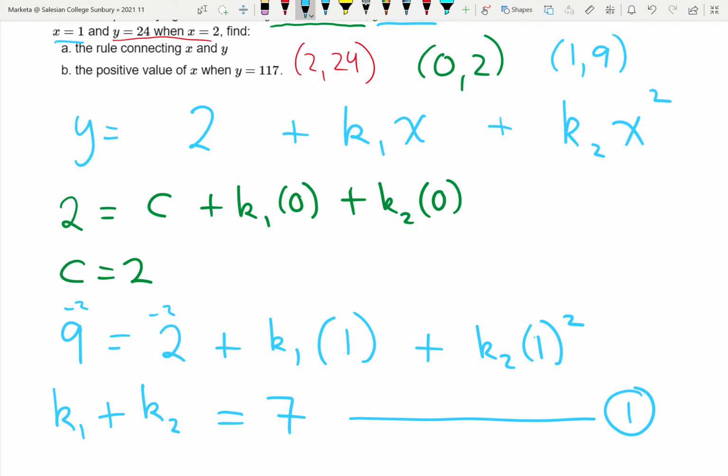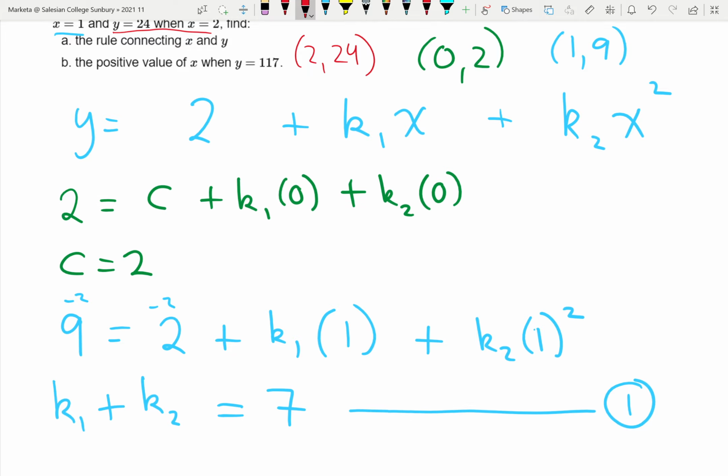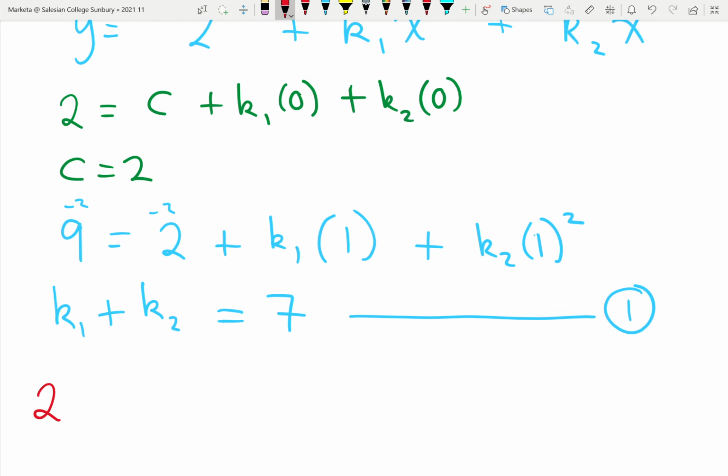Let's go for the third point. So the third point, 2, 24. So that means y is 24.